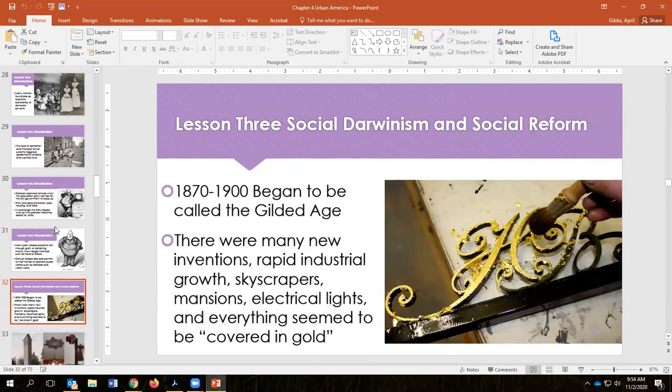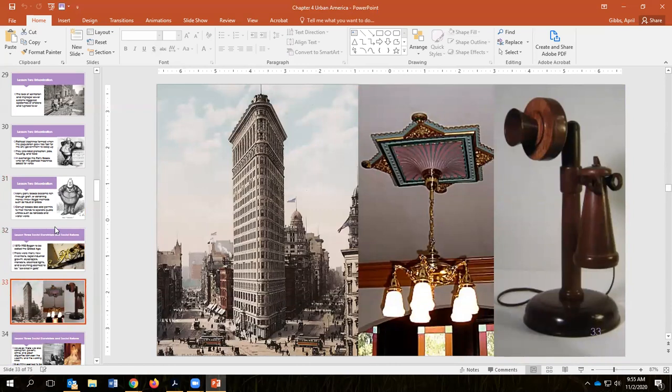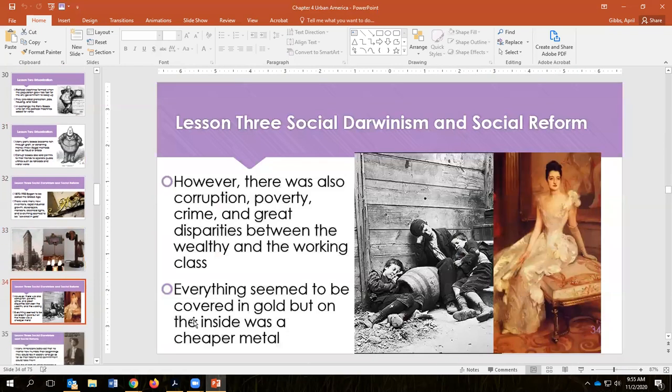From 1870 to 1900, it began to be called the Gilded Age. There were many new inventions, rapid industrial growth, skyscrapers, mansions, electrical lights, and everything seemed to be covered in gold. So gilded means golden. So this is the Flatiron Building. Electricity was brand new. Telephones were brand new. However, there was also corruption, poverty, crime, and great disparities between the wealthy and the working class. Everything seemed to be covered in gold, but on the inside, it was a cheaper metal.